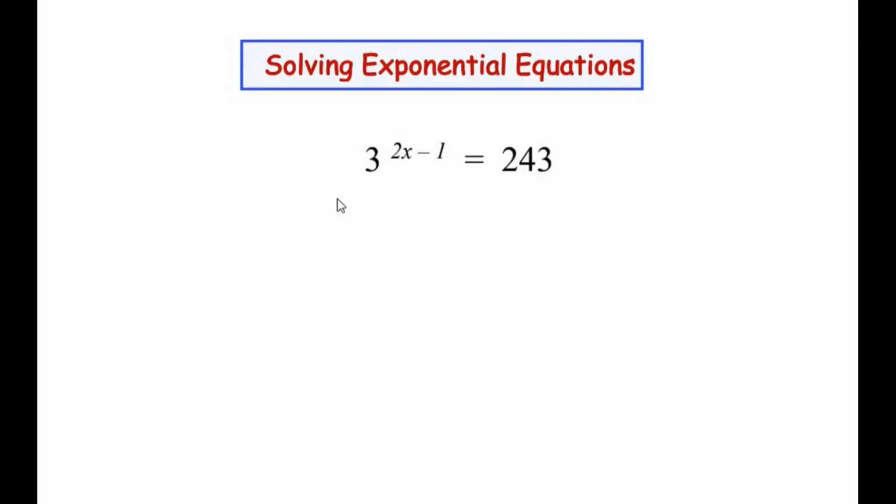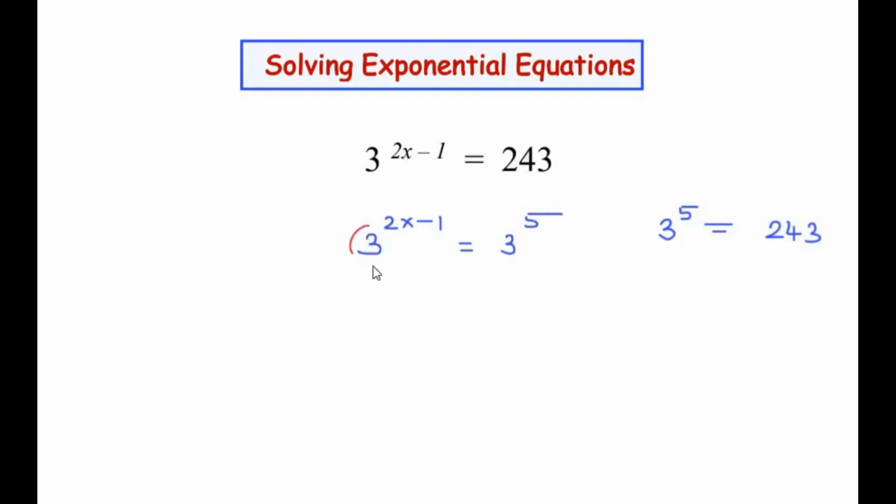Now the second question is 3 raised to the power of 2x minus 1 is equal to 243. Remember that when we are solving exponential equations, we always try to get the bases the same. Here on the left hand side we have the base 3, but on the right hand side we have 243. But we know that 3 raised to the power of 5 gives us 243, which means in place of 243 we can write 3 to the power of 5. So let me write here: 3 to the power of 2x minus 1 is equal to 3 to the power of 5, which gives us 243.